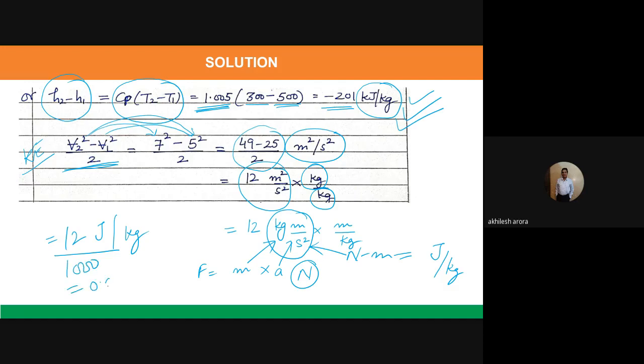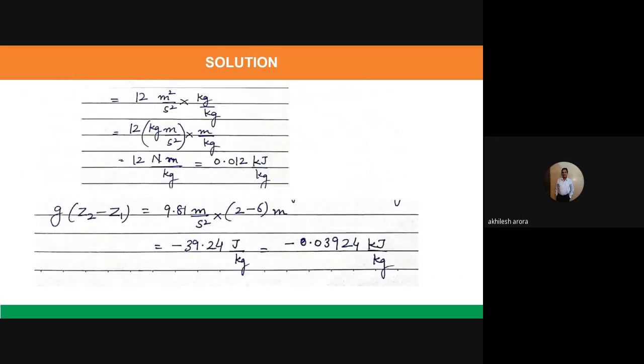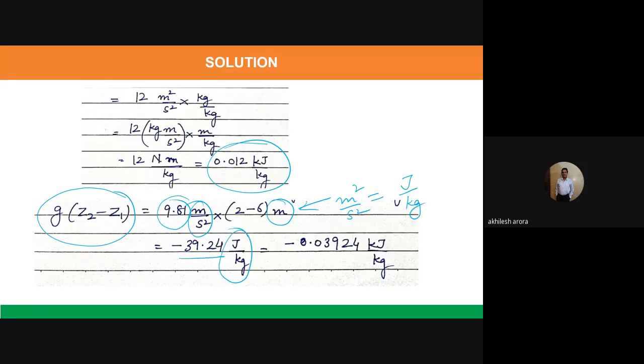So this is very, very important. Now similarly, for the potential energy, g into Z2 minus Z1, the g value is 9.81 meter per second square, multiplied by the difference of elevation, once again in meter. So once again the unit here is meter square per second square, and this is nothing but joules per kg. So we will have to divide this value also by 1000, and I will get the value of the change in potential energy.